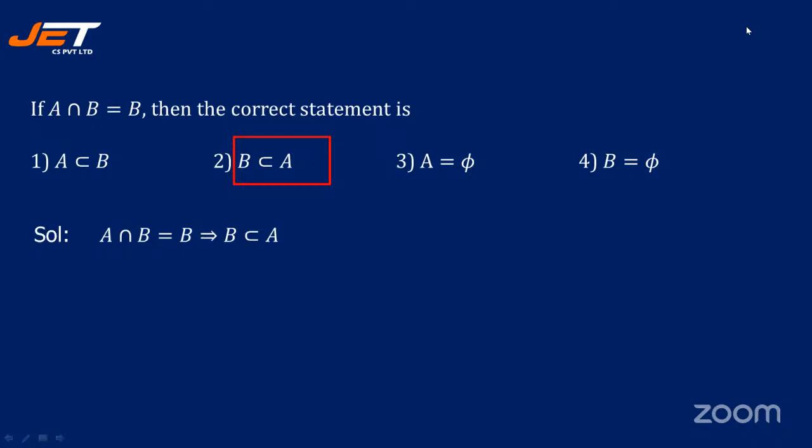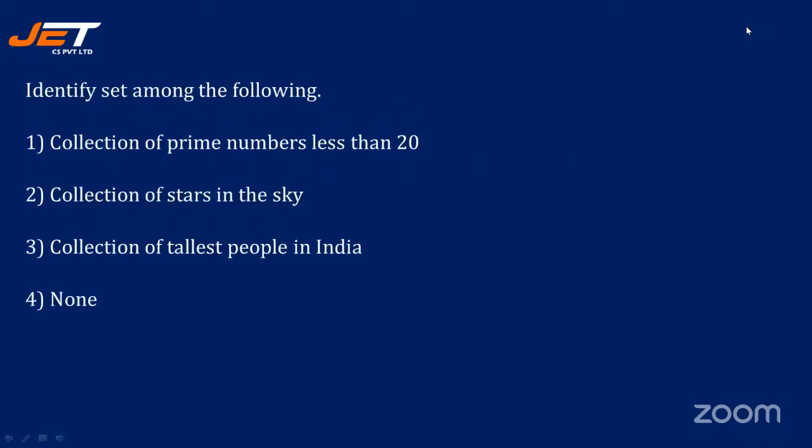It is option 2, B is a subset of A, because A intersection B is B, which means that B is a subset of A. All right? Let's move on to the next question.